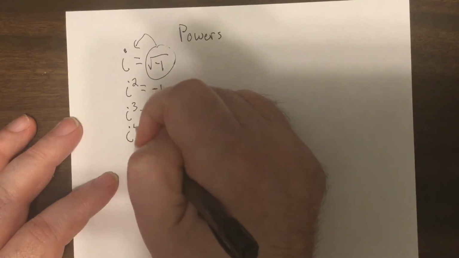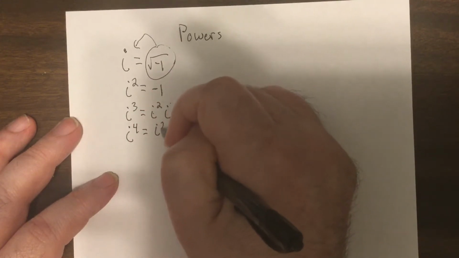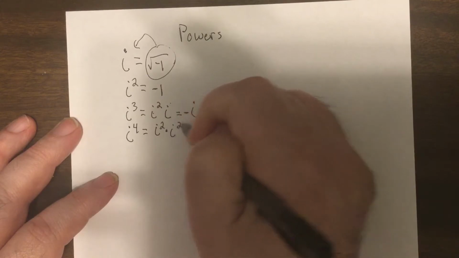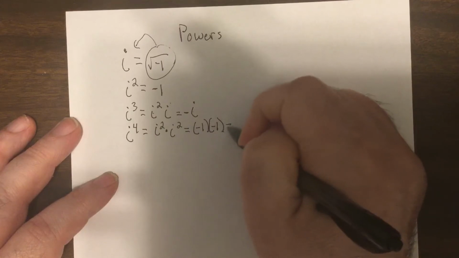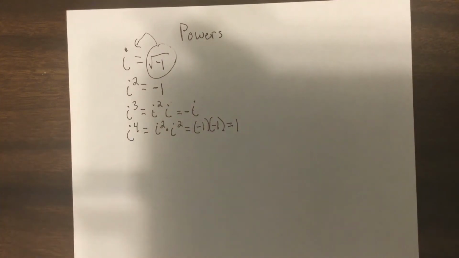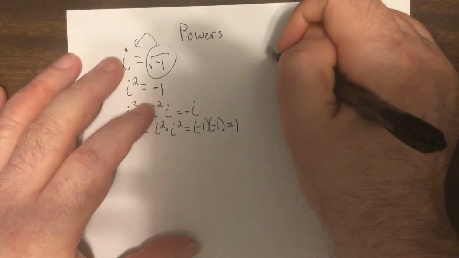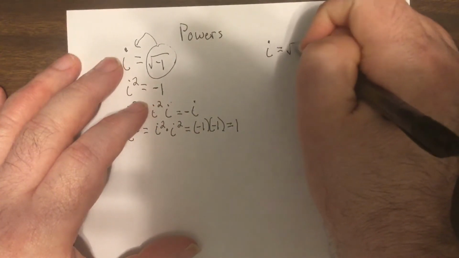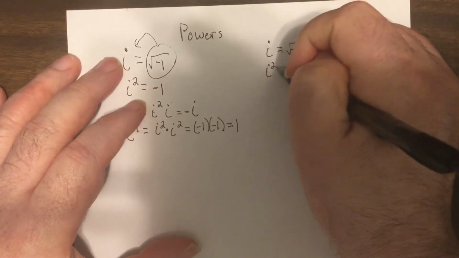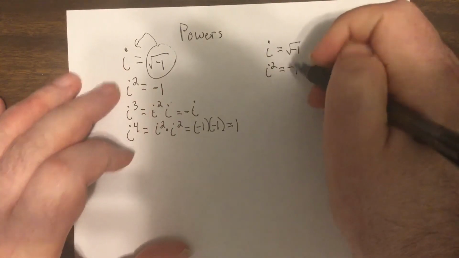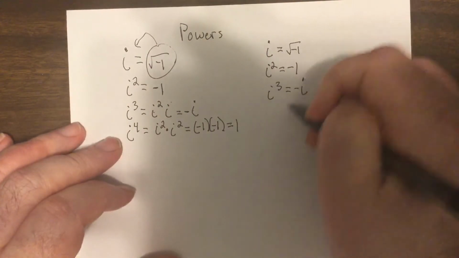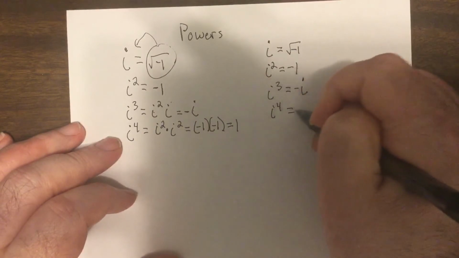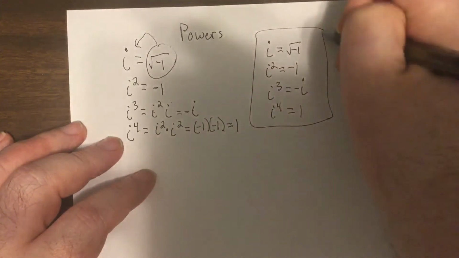Then i to the fourth would be i squared times i squared, which would be -1 times -1, which is 1. So that's all you need to know to find any power. You have i is i. You have i squared is -1. You have i cubed is -i. And you have i to the fourth is 1. You need to memorize those four.